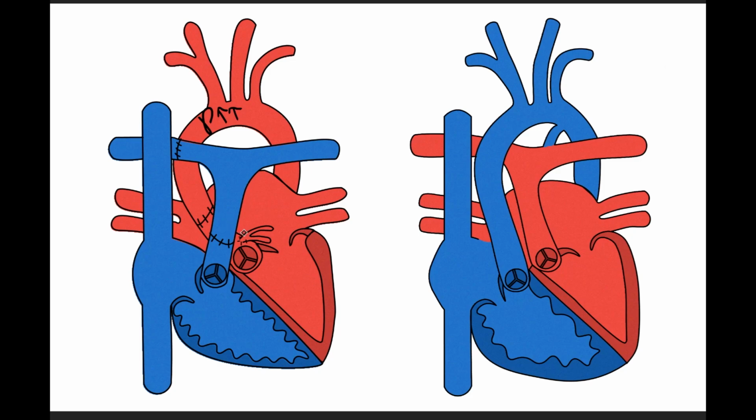There's still some issues, namely in the coronaries. These are the blood vessels that supply the heart muscle. This part can get dilated, and you can have some narrowing at the branched pulmonary arteries. But overall, this is an amazing surgery and a huge improvement over the initial atrial switch.